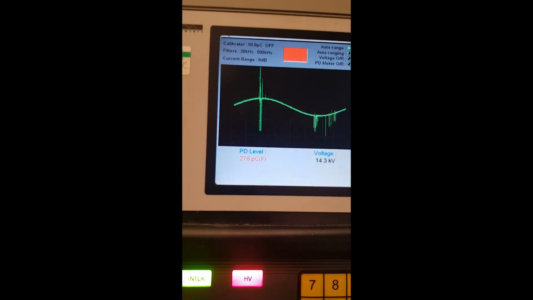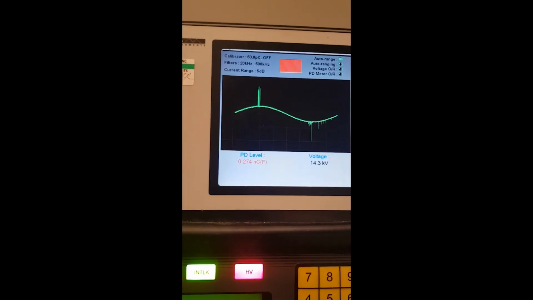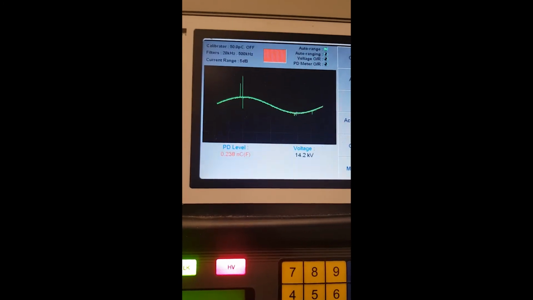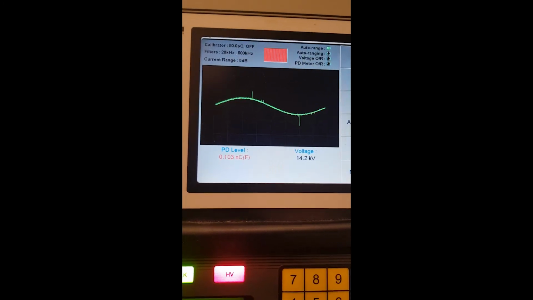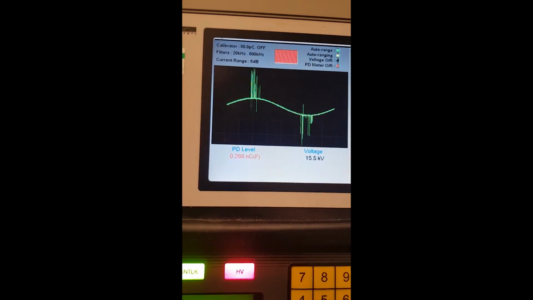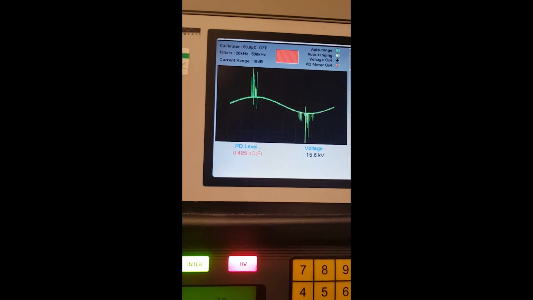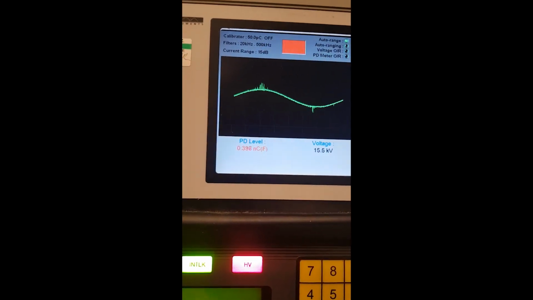Now you can see here the discharges at both the positive peak and at the negative peak as well. Symmetrical discharges. If we increase more, you can see here very clear discharges, and these discharges are coming only from the void.